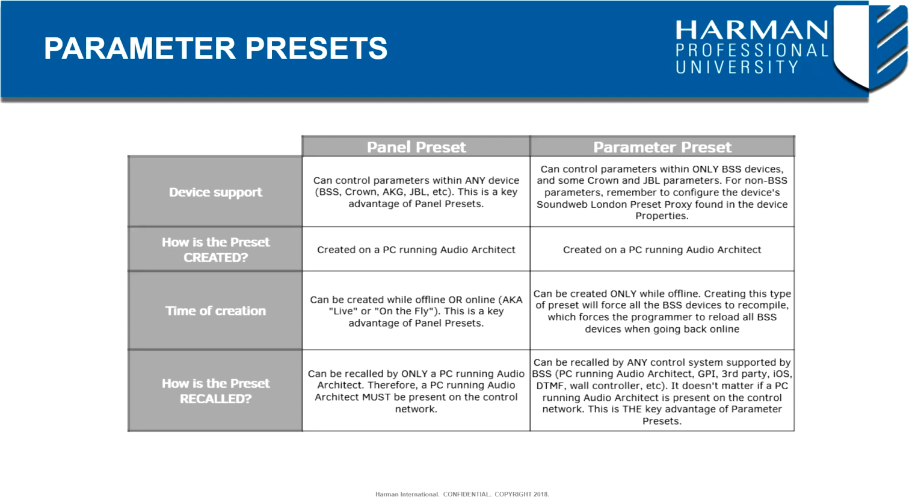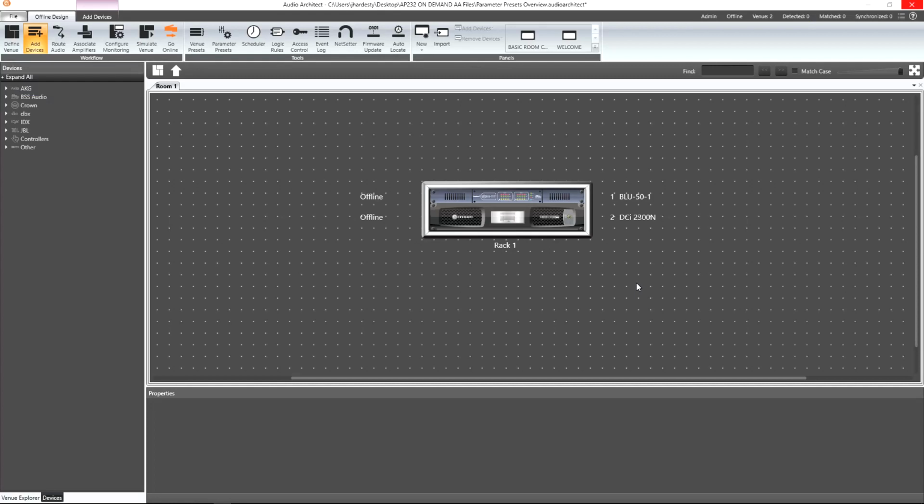The key advantage to using parameter presets is the fact that they can be recalled through any control system supported by BSS. If you remember from watching the Custom Panels Tips and Tricks video, panel presets can only be recalled using Audio Architect. Because parameter presets live on SoundWeb London devices once the venue file has been synchronized, this makes it possible to use other control methods without requiring Audio Architect to be on the network. Let's now move forward in learning how to create a parameter preset.